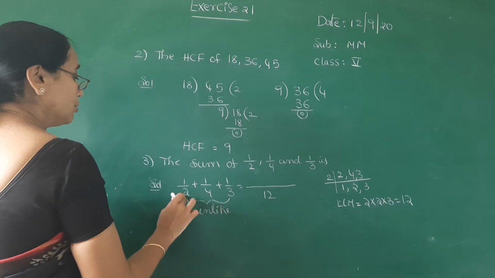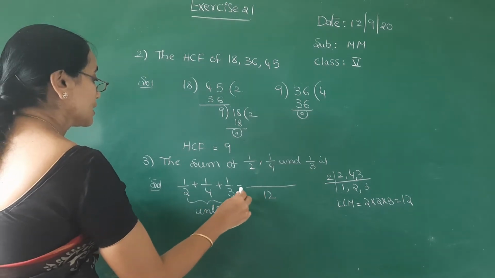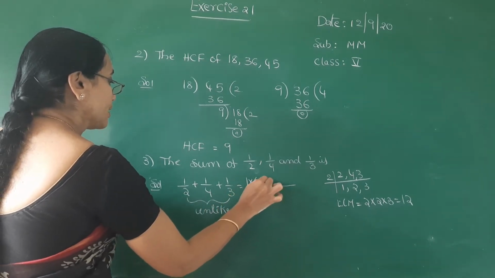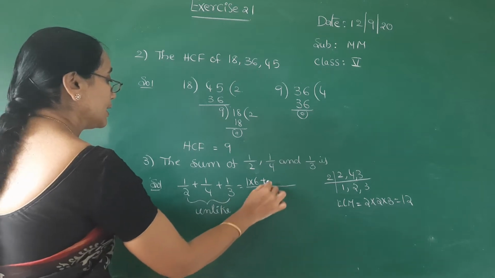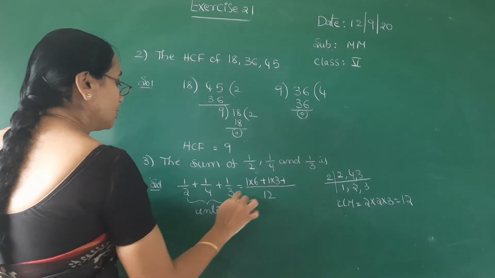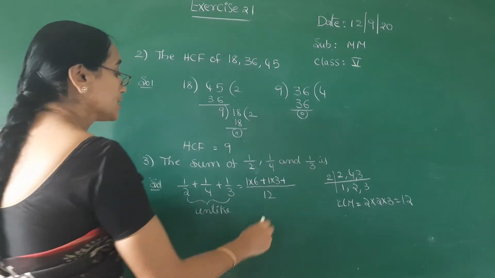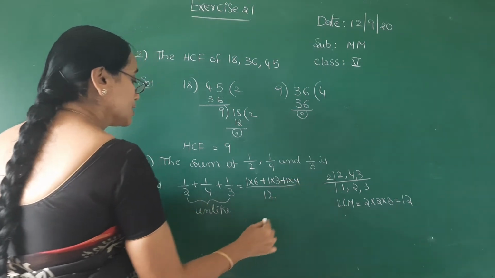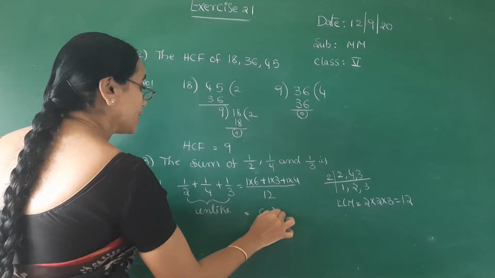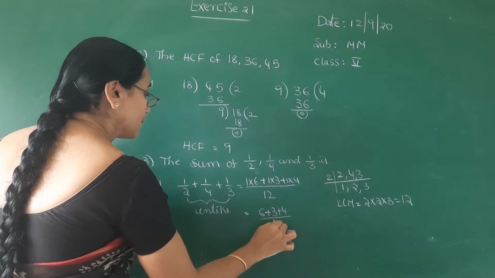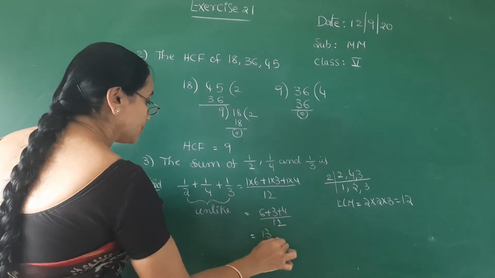Okay, 2 how many times goes into 12? 6 times. 1 into 6. 4 how many times into 12? 3 times. 1 into 3. 3 how many times goes into 12? 4 times. So 1 into 4. So 6 plus 3 plus 4 by 12, that is equal to 13 by 12.